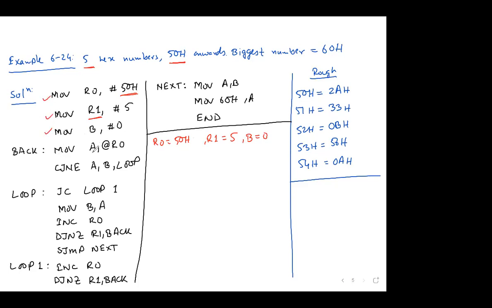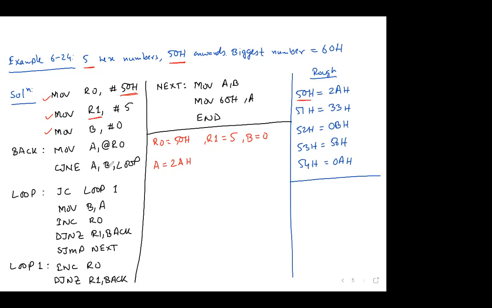Now we are writing MOV A, @R0. So someone tell me what will be there in A after this line. Content of R0, 2A. Yeah, we can be specific, so it will be 2AH. What happens? MOV A, @R0 means go to the address held by R0. The address held by R0 is 50H. So I will go to this address and move the content of that address to the accumulator. So now A contains 2A.